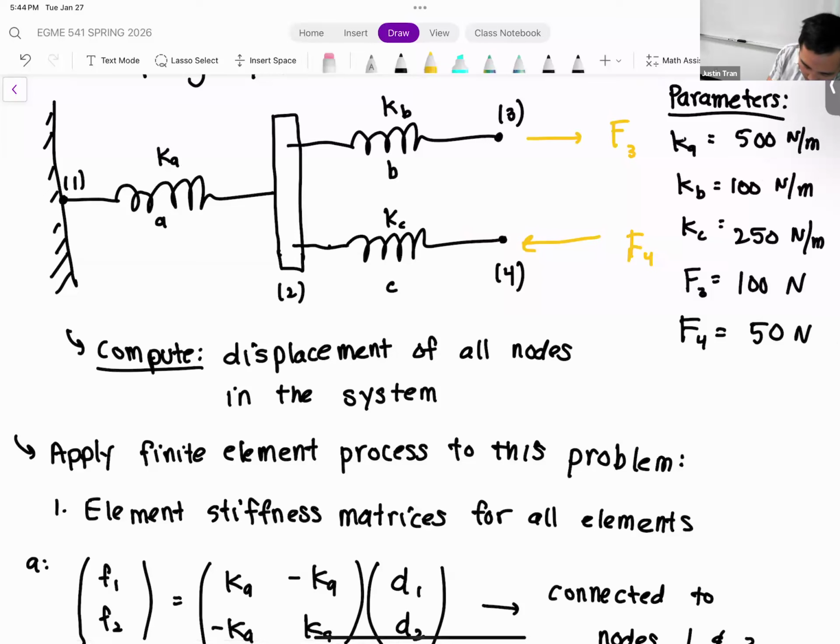So element A, this one right here, on the left-hand side, this element is connected to node 1. On the right-hand side, this is connected to node 2. Node 2 being that kind of big block that's connecting all the springs.